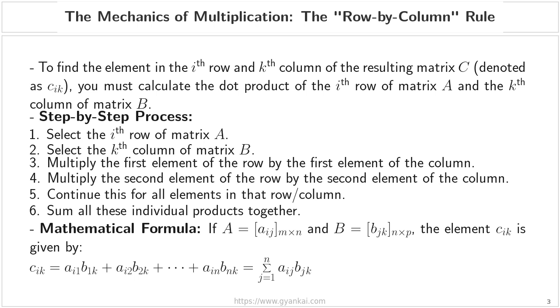Now that we have established how to check if two matrices are compatible for multiplication, let's move on to the actual mechanics of the process. This is governed by what we call the row-by-column rule. While this formula might look intimidating at first, it is simply a shorthand way of describing the step-by-step process we just covered. In the next few slides, we will apply these mechanics to a real-world scenario and a numerical example to see exactly how this works in practice.